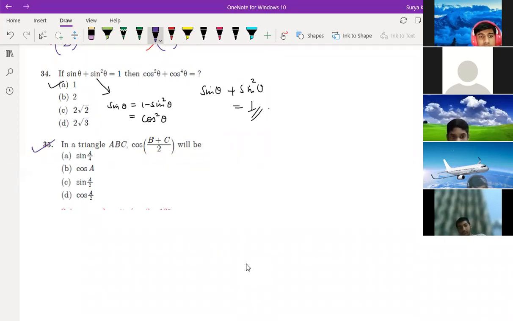So in triangle ABC, B plus C by 2. Sin A by 2. Sin A by 2. Sorry, cos A by 2. Cos A by 2. Okay. So see, this is like a complementary one. If triangle ABC, it means A plus B plus C is equal to 180 degrees. That we know. Rasul, what is the answer for this? Rasul?